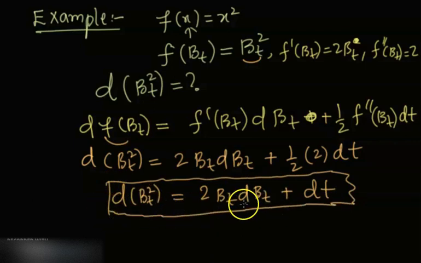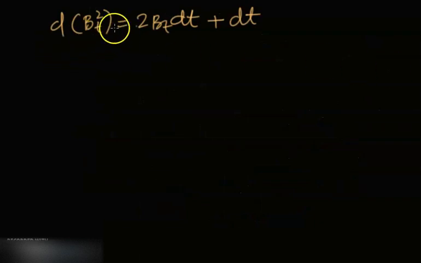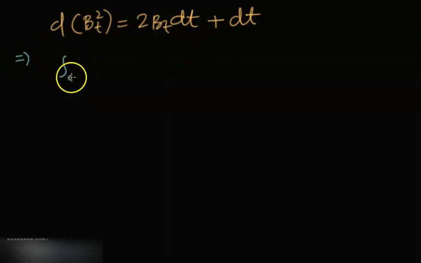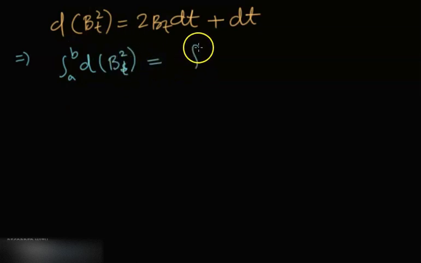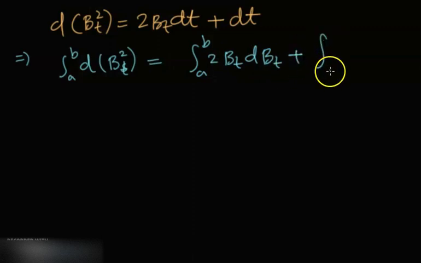Now this is an interesting expression, because if I integrate both sides, then I can compute a very nice Ito integral. How? Let me show you now. So now let's integrate this expression from a to, let's say, b. So let's integrate this from a to b: 2 times the integral from a to b of B_t dB_t plus the integral from a to b of dt.